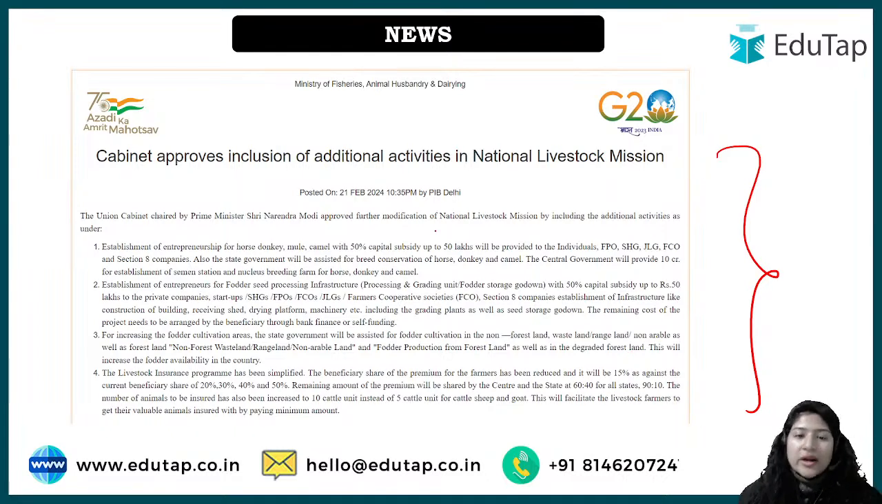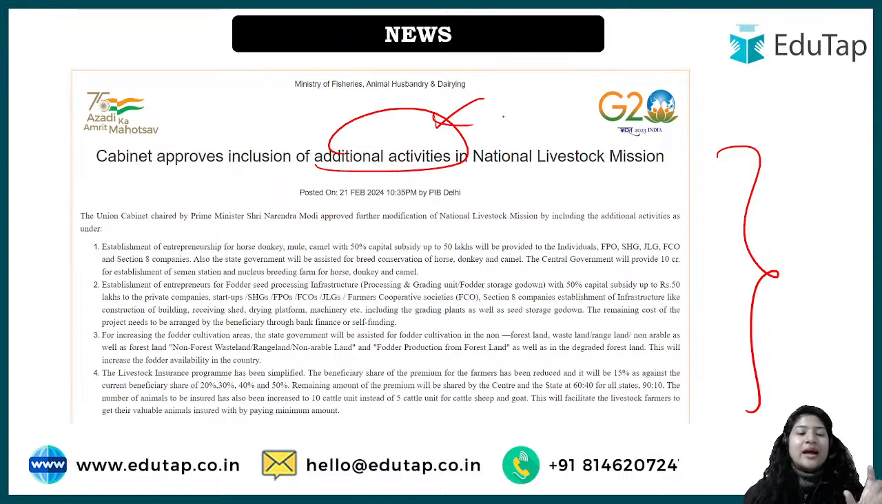Okay, now what are the additional activities that have been added, we'll just briefly look. First, see, so far what we have looked at is just poultry, small ruminants, and apart from that the piggery we have said. Now what the government has said is that now there are entrepreneurship opportunities for horse, let me just highlight it. For horse, mule and camel will also be there.